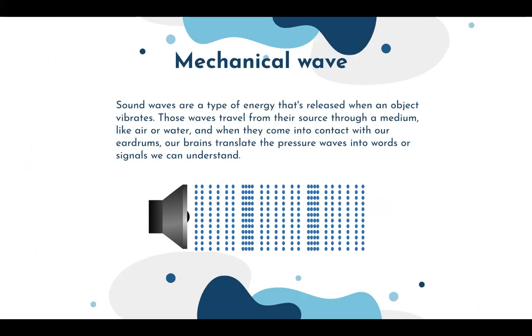Sound waves are a type of energy that is released when an object vibrates. When an object vibrates, it causes movement in the surrounding air molecules. These molecules bump into the molecules close to them, causing them to vibrate as well. Those waves travel from their source through a medium like air or water and then come into contact with our eardrums. Our brain translates the pressure waves into words or signals we can understand, or the waves will keep on going until the molecules run out of energy. So for that reason, sound is not heard in space because it's a vacuum and there aren't any particles for the sound to travel through.